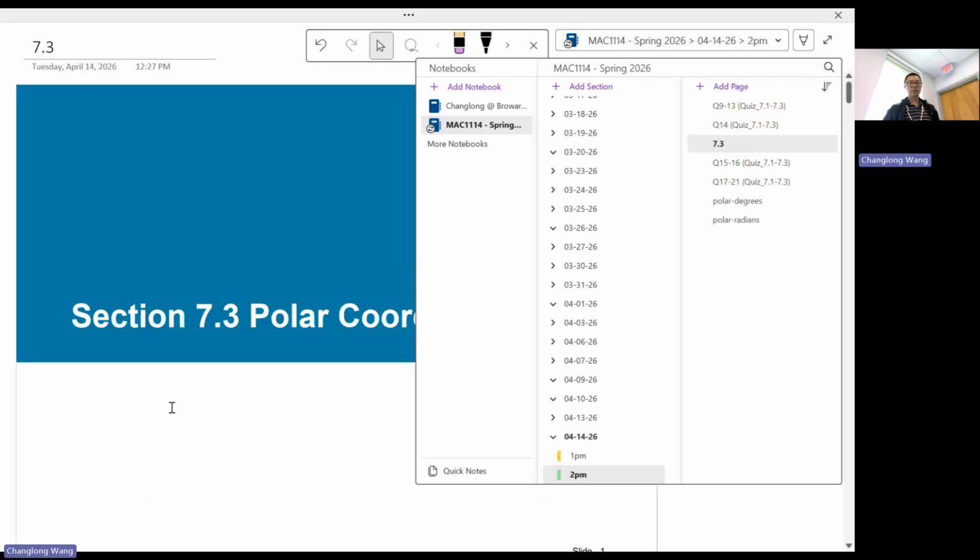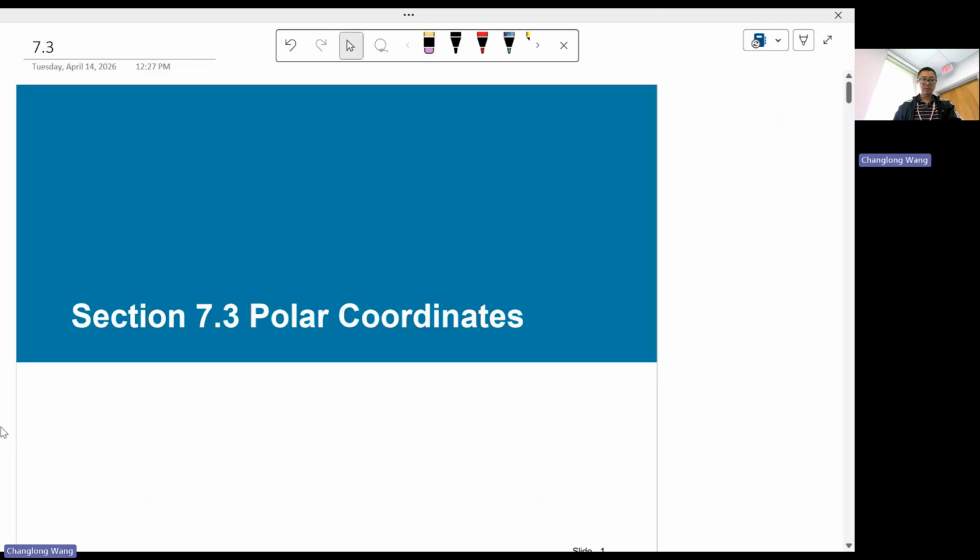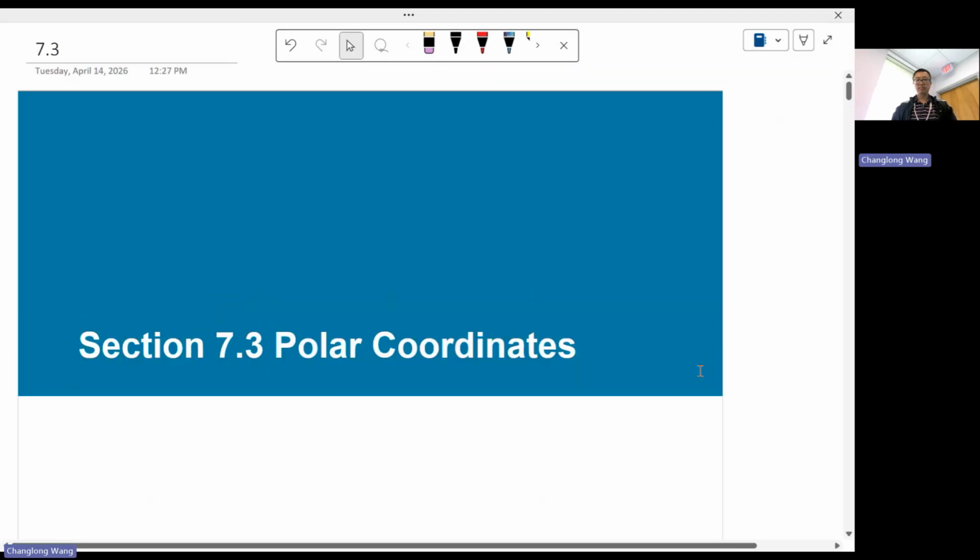Anyway, so let's get started with 7.3 polar coordinates.